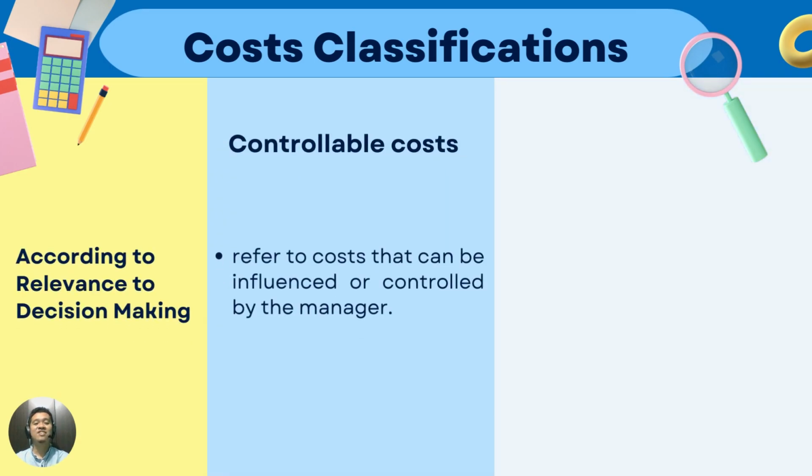Next, the last is the controllable costs. So, these refer to costs that can be influenced or controlled by the manager. So, examples of controllable costs are advertising, bonuses, direct materials, donations, subscriptions, employee compensation, office supplies and training. So, those are costs that you can control.